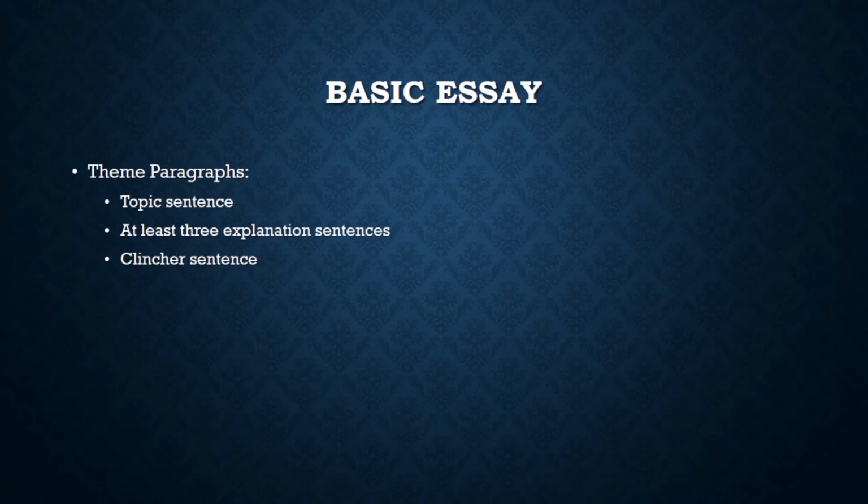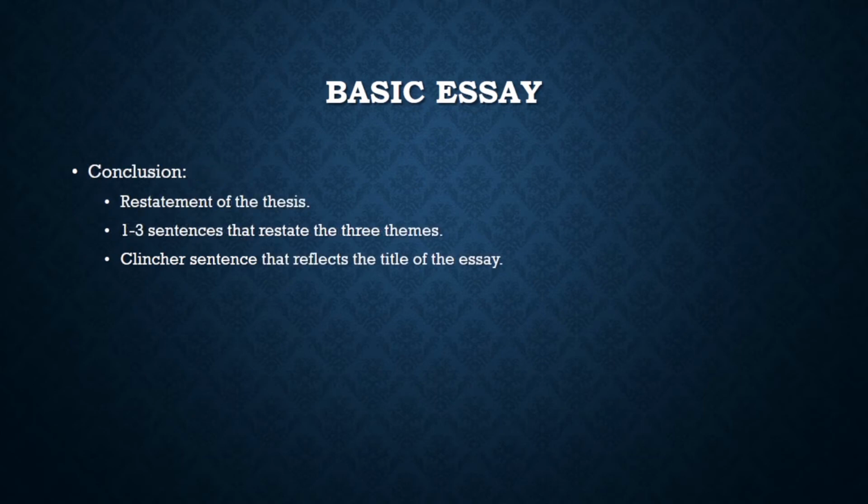Your theme paragraphs, so in a basic essay, 3 paragraphs that articulate the 3 major arguments in support of your thesis, should look like the paragraphs that we've already talked about. A topic sentence that introduces that point, that argument, so I should be able to see what argument is being made in this paragraph in support of your thesis. State it right away in the topic sentence. Then at least 3 sentences, maybe a few more, that explain and develop the topic sentence, and then finally that clincher sentence. All 3 of your theme paragraphs in a basic essay should have that format.